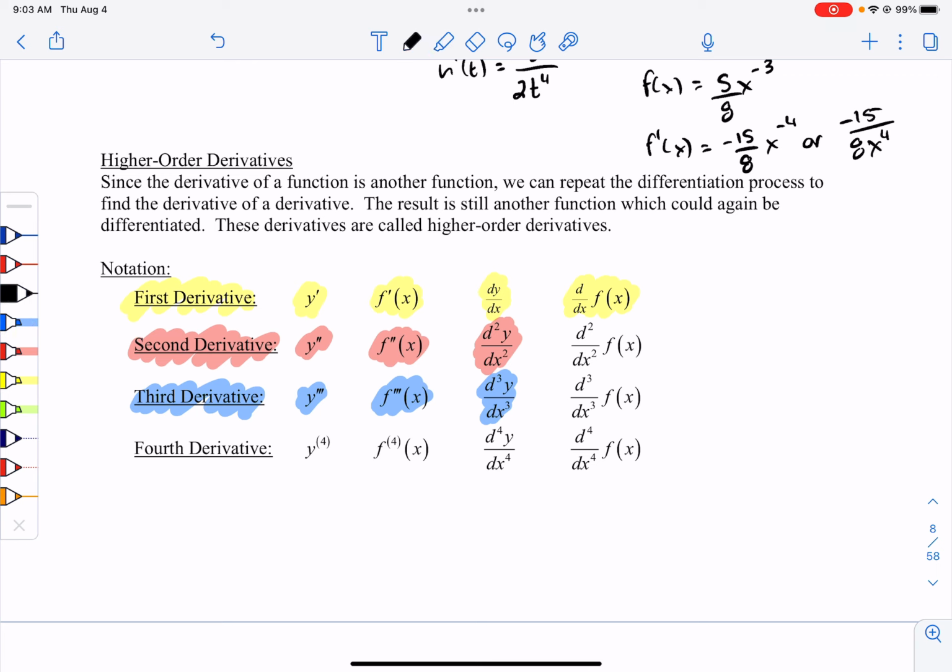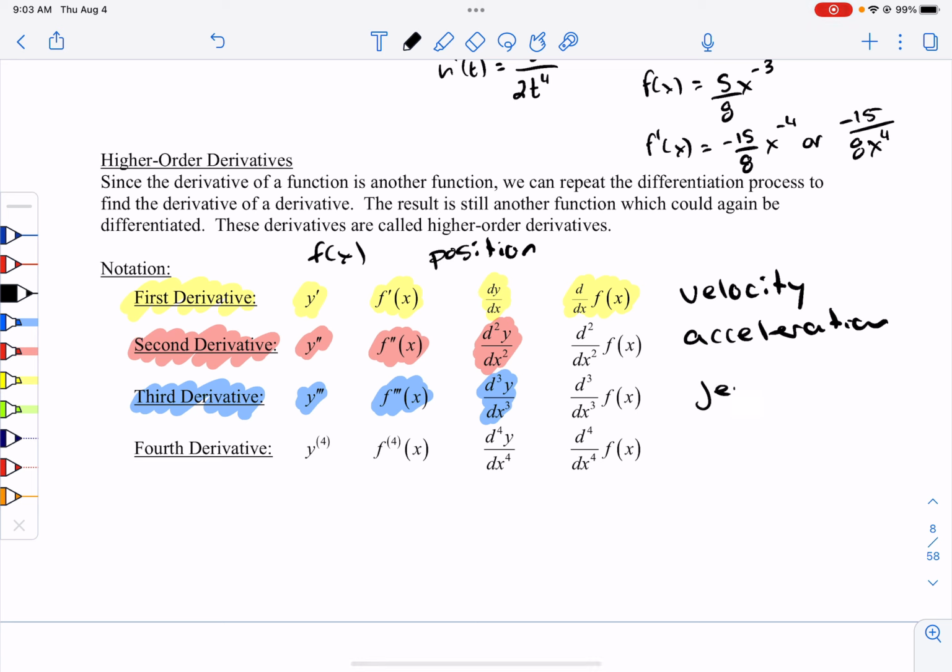As we get into some of the physics and some of the applications of derivatives, these all actually have names. f of x is usually your position function. That gives us the position of an object. The first derivative gives us the velocity, right? The rate of change of an object. The second derivative gives us what's called the acceleration. The third derivative gives us the jerk. It's kind of like torque.